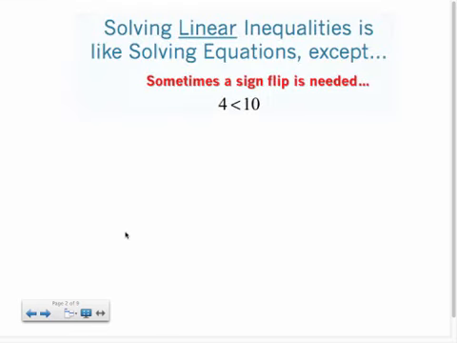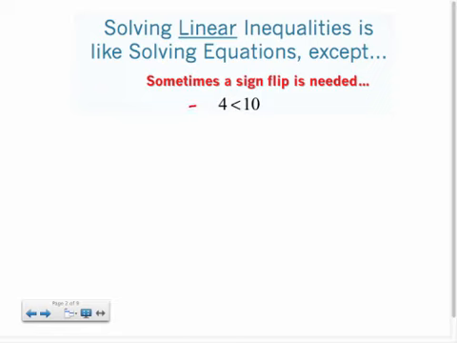So in the beginning of this video, you're going to see that solving linear inequalities is just like solving equations. There are only two exceptions because this symbol sometimes requires being flipped. I'm going to show you the two situations where that occurs. We start with a true statement: 4 is less than 10.